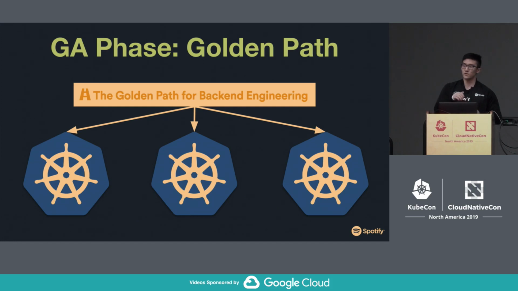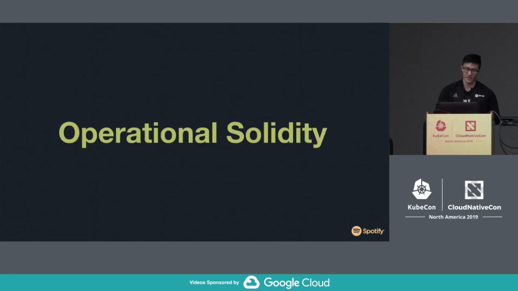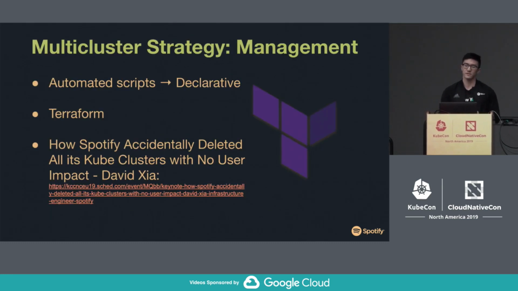So now let's get into what we had to do to actually make the offering ready for general availability. These break down into a few big domains, the first being operational solidity: scalability, reliability, observability. The first topic I want to talk about here is our multi-cluster strategy and how we manage the clusters.